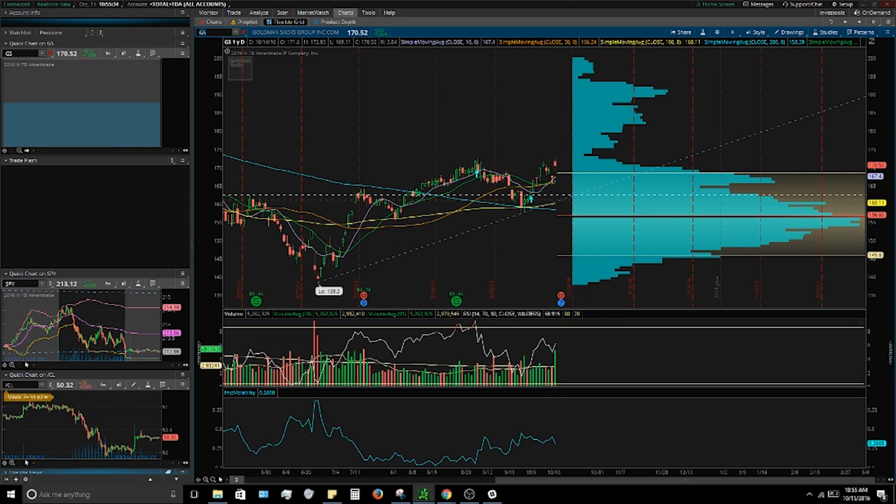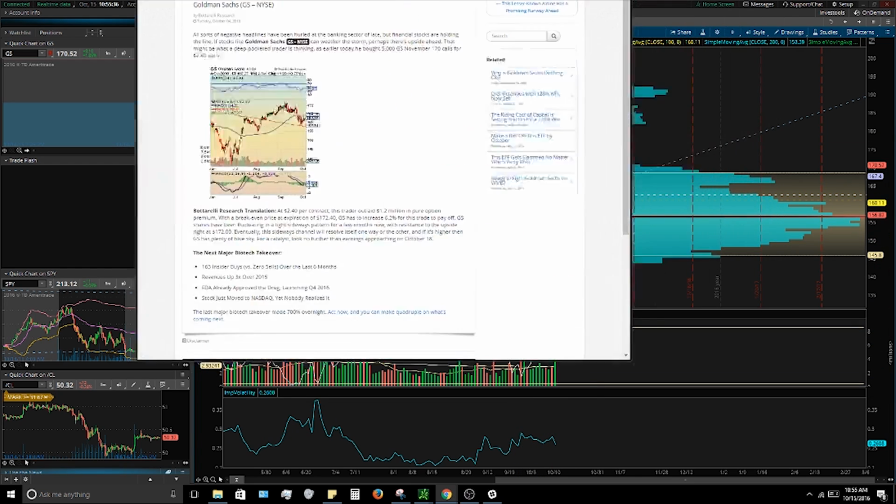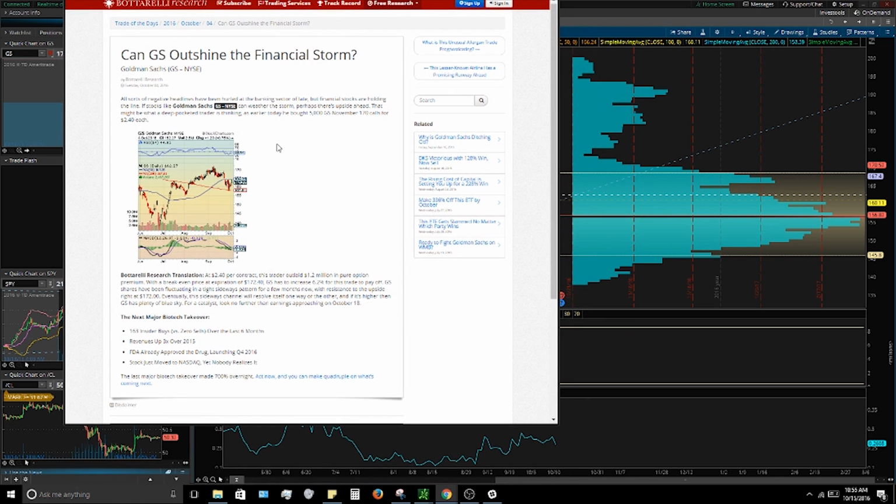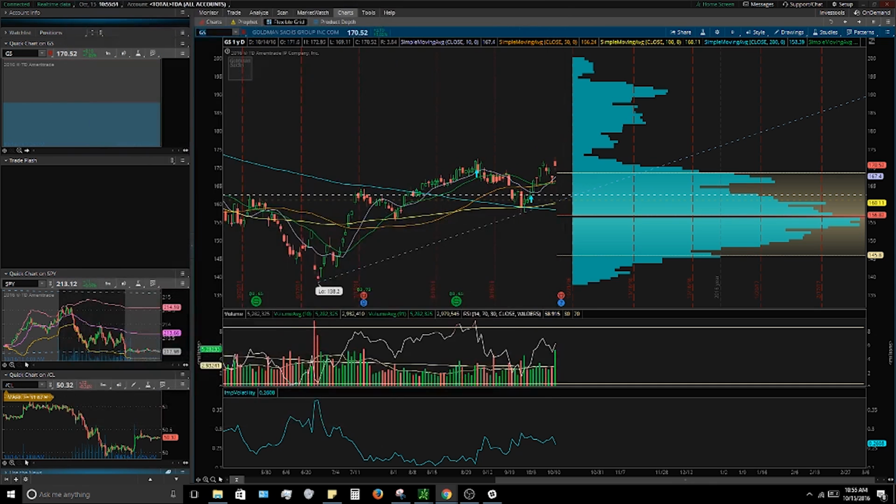I actually have the Bordarelli research article here, so let's take a look at this. Some trader bought 5,000 of the November 170 calls for 240. At that time I even marked it on my chart, right here. It was pretty much trading between 162 and 164, the 162, 163 area here.